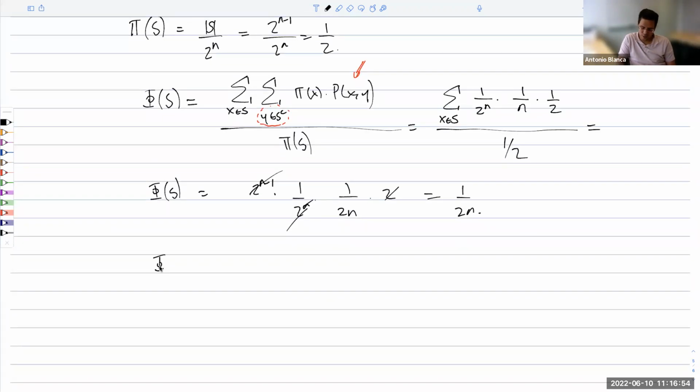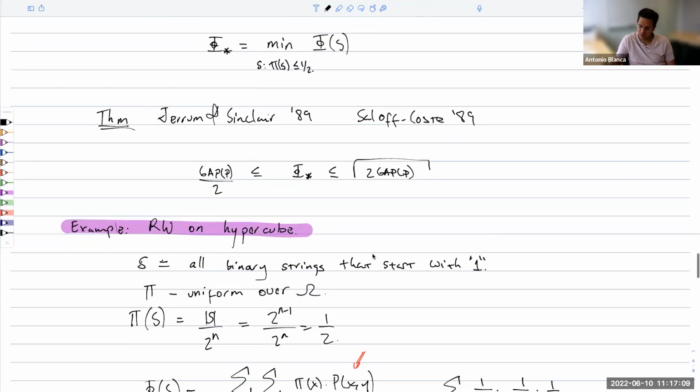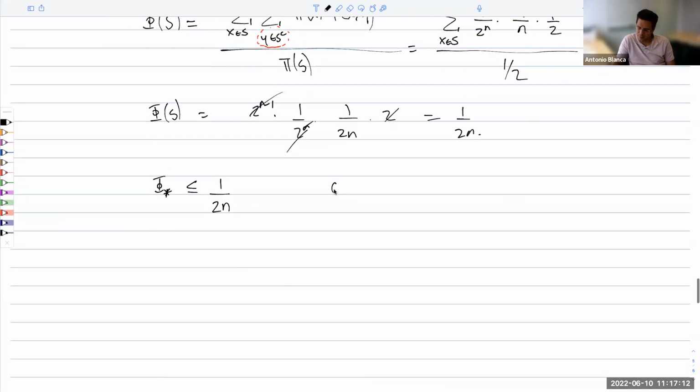This means that the conductance of the whole chain, right? The conductance is a minimization over all the sets of probability less than or equal to 1/2. So definitely this is going to be less than 1 over 2n. And with this, we get a bound using this theorem here, an upper bound on the gap, right? We get that the gap of P is less than 1 over n. And using the relationship between the mixing time and the coupling time, this implies that the mixing time is at least n. Okay?